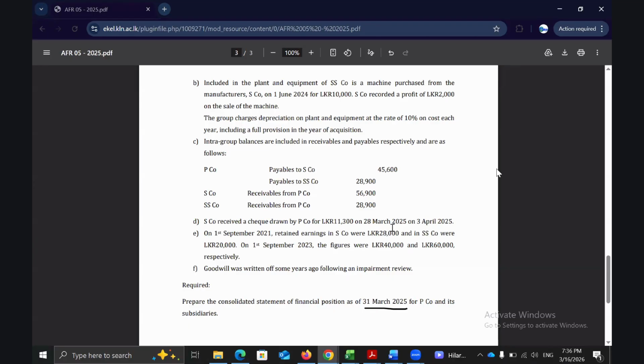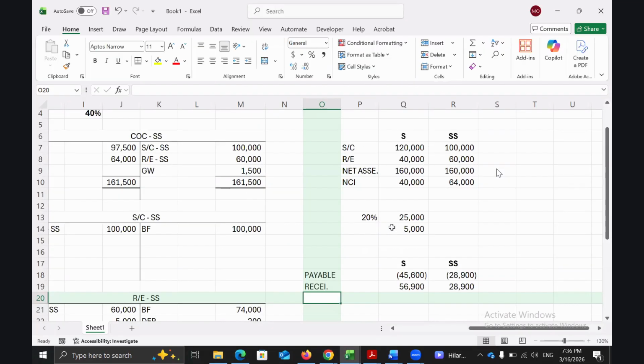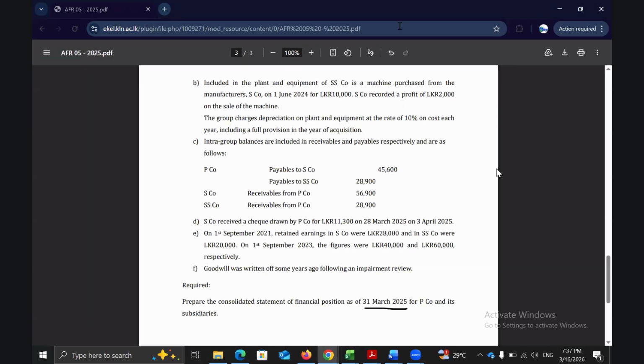events after the reporting period. Or this is a cash in transit. How to account for this cash in transit? Who has drawn the check?